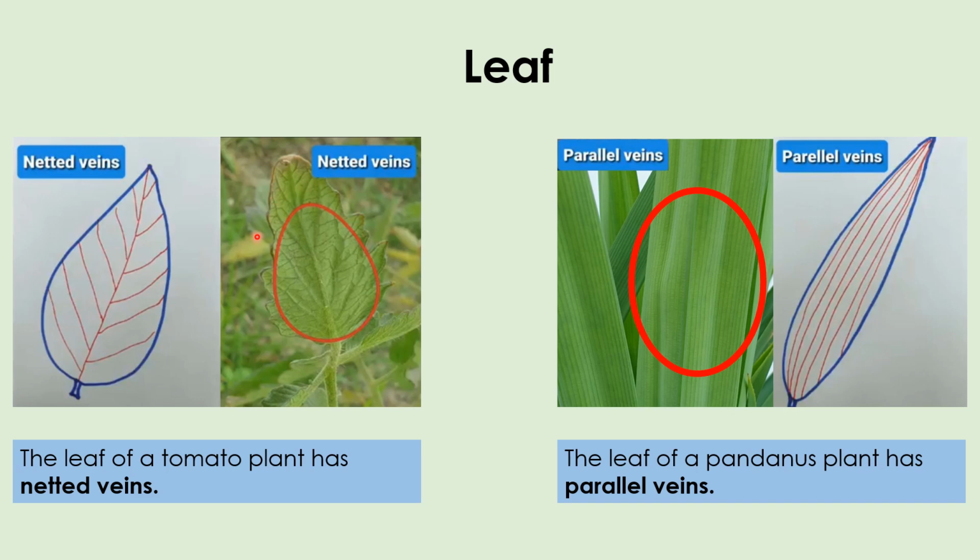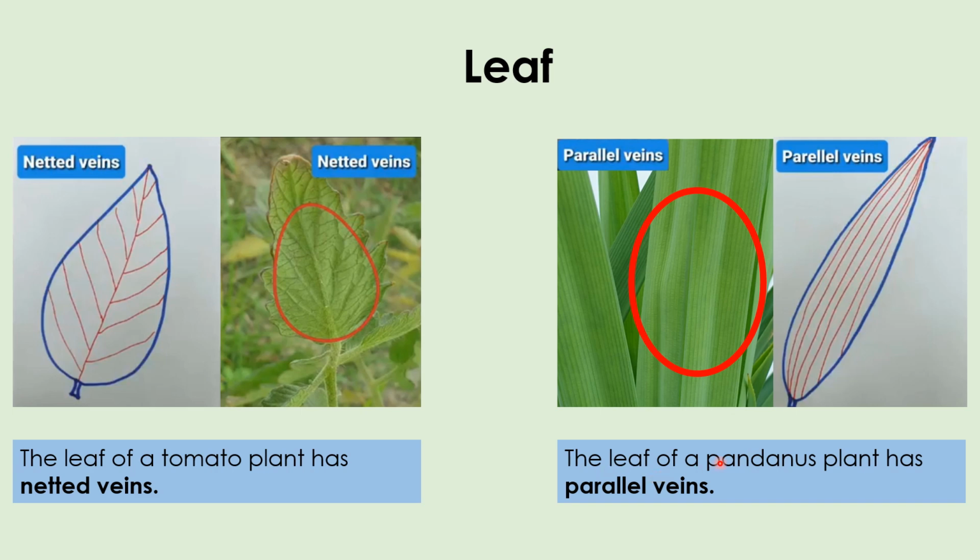Look at this picture. This is the leaf of a tomato plant. The leaf of a tomato plant has netted veins. Look at the picture on your right. This is the leaf with parallel veins. Parallel veins arrange parallel to each other throughout the leaf. The veins arrange parallel like this. It arranged parallel throughout the leaf.